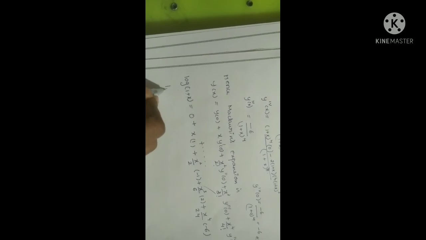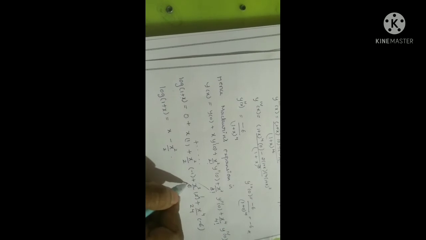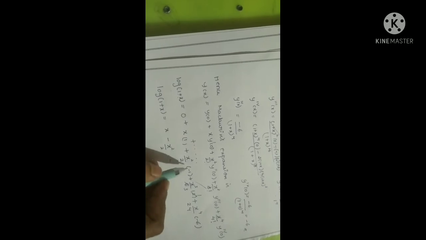Y to the power of 4 of 0 is minus 6. When you expand, what will you get? Log of 1 plus x equals x minus x square by 2 plus x cube by 3 minus x to the power of 4 by 4 plus so on.